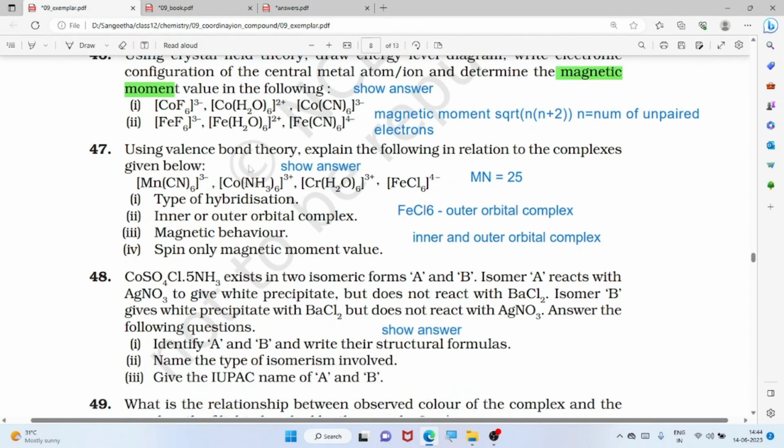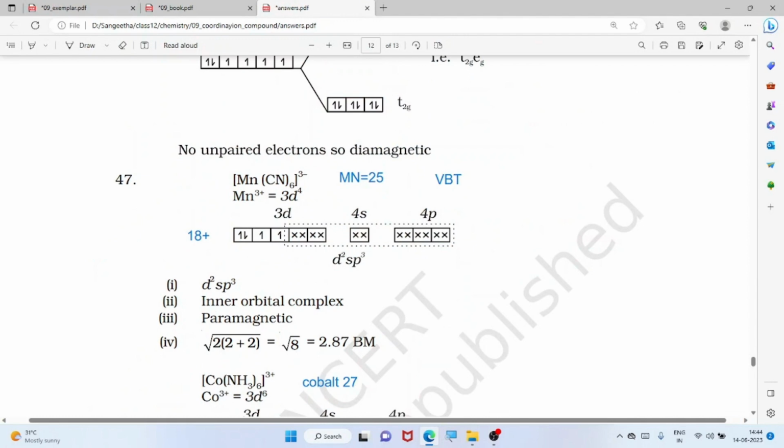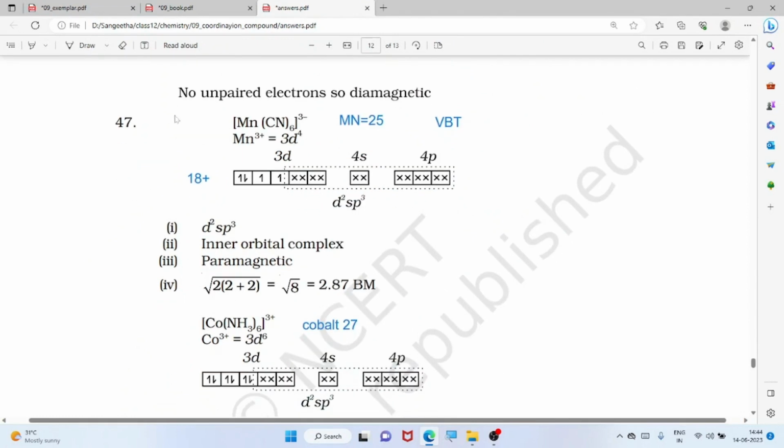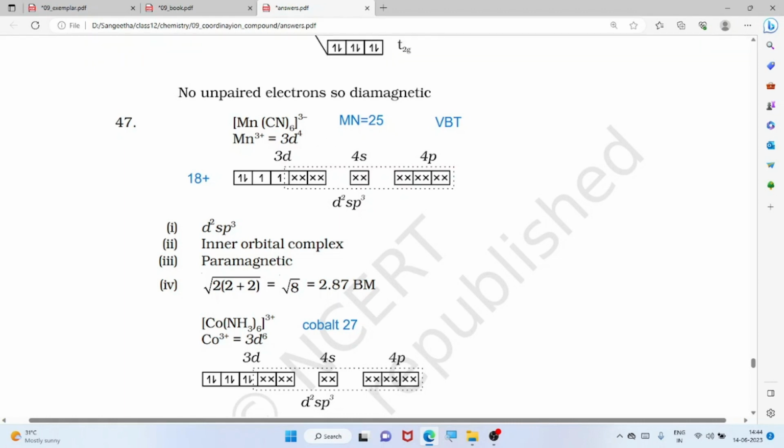So now we have to use the valence bond theory. Explain the following. Question 47. So here we have to find the oxidation number. Then 25. So here 18 plus, because of the 3 oxidation state, we have 22 electrons, and the remaining is filled by this.